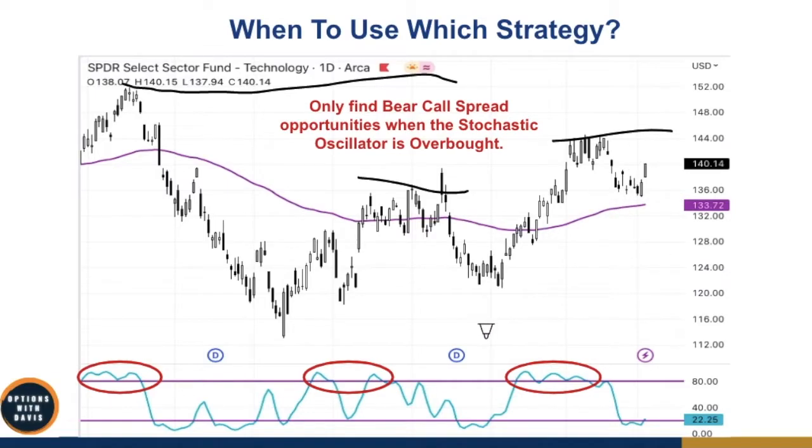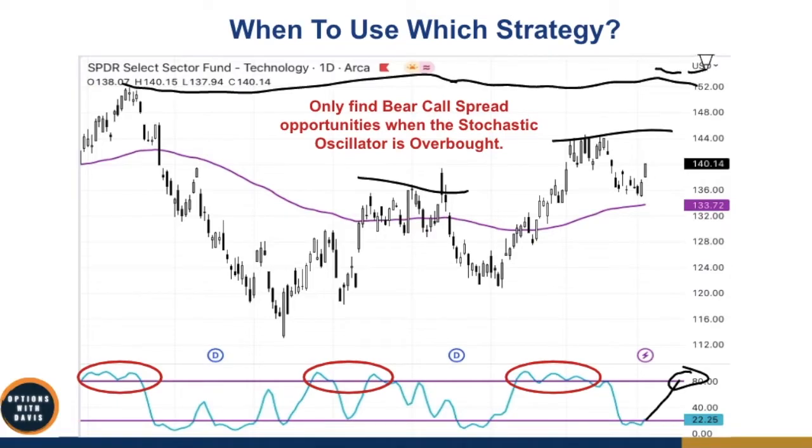Again, the same thing: as much as possible, you want to place your bear call spread above a resistance level. Let's say, for example, at this point you see that the market is oversold. Of course, you won't be looking for bear call spread opportunities. You want to wait for this to go up. Once it's at this point, you look at the previous resistance level and see whether you are able to sell a bear call spread where your short strike is above this resistance level, right?